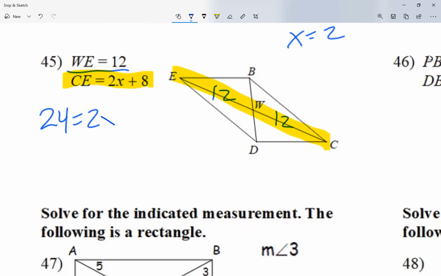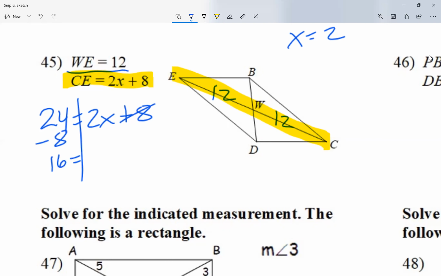It's equal to 2x plus 8. Right? CE is the whole diagonal. 12 and 12 gave me 24. Now let's solve for x. The plus 8, let me move it over as a minus 8. 24 minus 8 is 16. Now let's divide both sides by 2. So I get that 8 is equal to x. So x equals 8. Good.